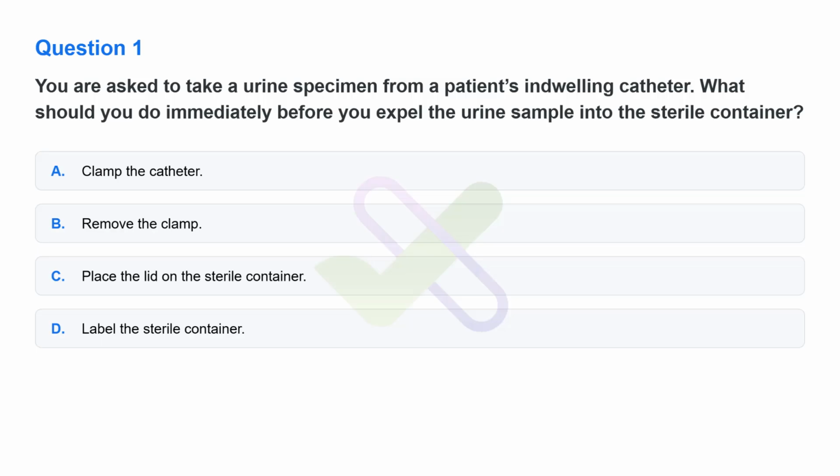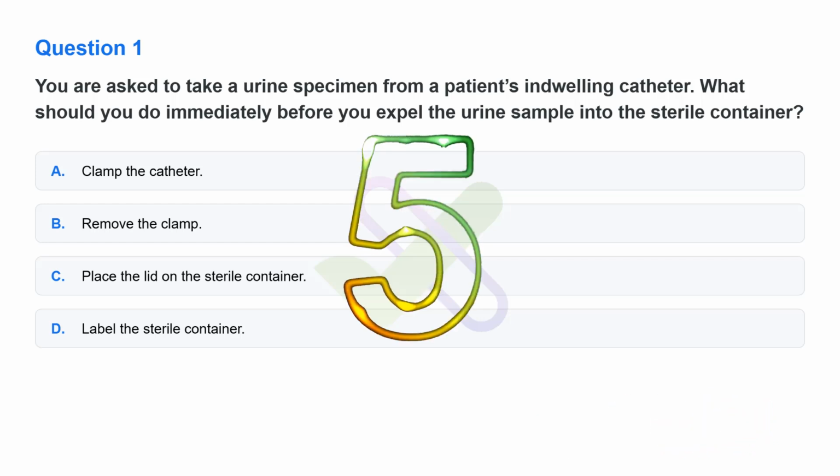You are asked to take a urine specimen from a patient's indwelling catheter. What should you do immediately before you expel the urine sample into the sterile container? A. Clamp the catheter. B. Remove the clamp. C. Place the lid on the sterile container. D. Label the sterile container.